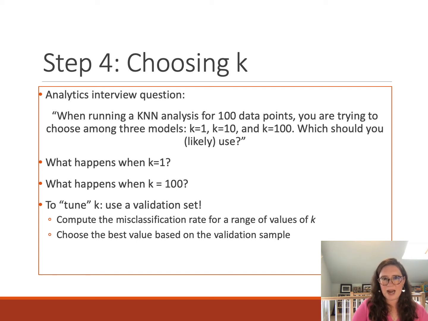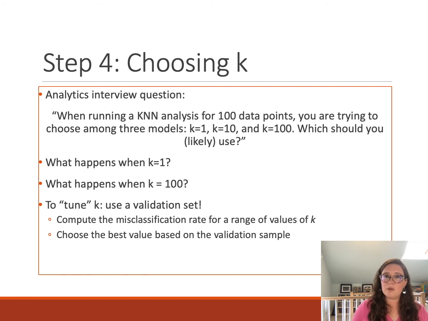Let's think about what happens when k equals 1. K equals 1 means we only use the y value of the one nearest neighbor. We're not averaging over any multiple set of neighbors. We just have the one nearest neighbor. So we end up with this very complicated decision boundary, and it's also a very high variance classifier. If we changed our underlying data a little bit, our predictions could change quite a bit.